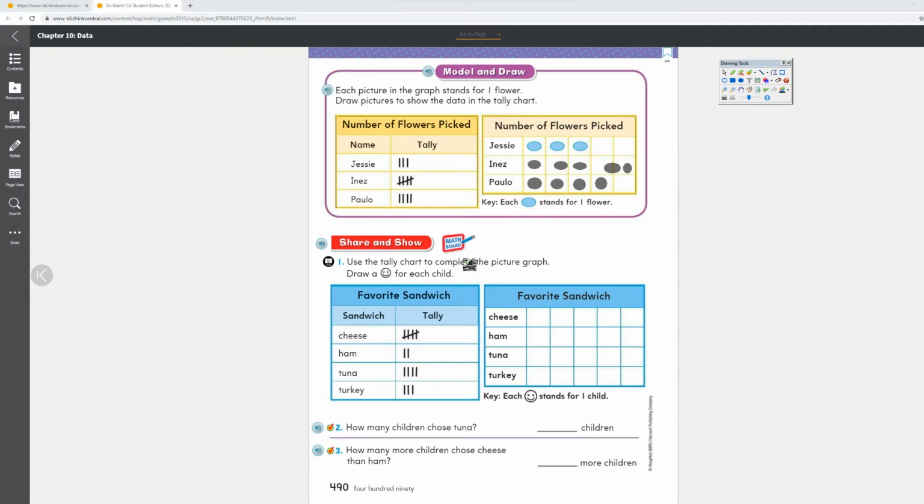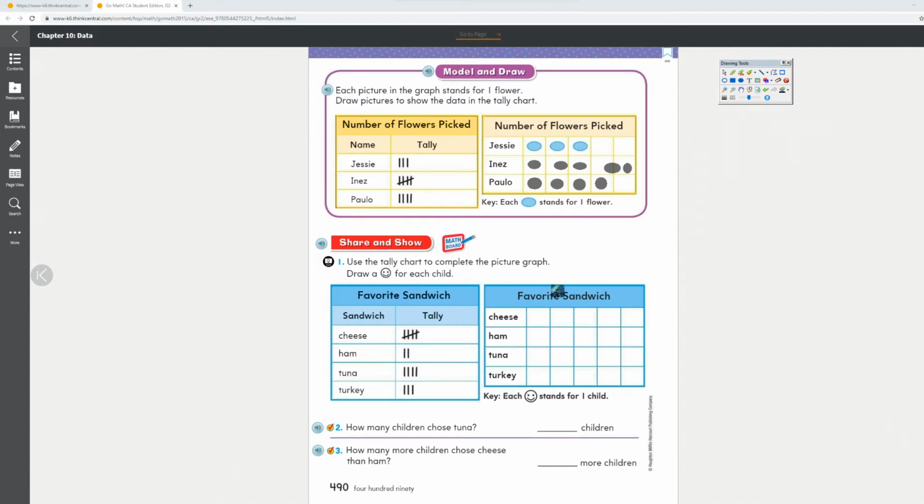Use the tally chart to complete the picture graph. So we're going to do the same thing we just did in the last example. But this time we're going to draw a smiley face for each child. So instead of doing circles for each flower, we are going to do smiley faces for each child. And that's what the key says. The key is telling us that each smiley face stands for one child. So every time we need to look at the key to remember, it's going to be right there at the bottom of the picture graph.